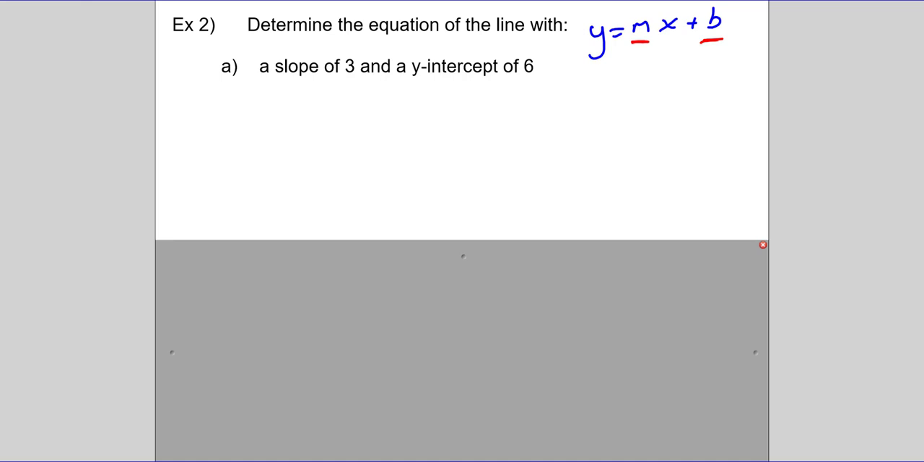So in this case, they're telling us we have a slope of 3 and we have a y-intercept of 6. Well, those are the two pieces of information I want. Here's m, here's b. So when they give you the slope and the y-intercept, we can just write that out. So that means y equals 3x plus 6. And that's it. That question's a bit of a gimme.